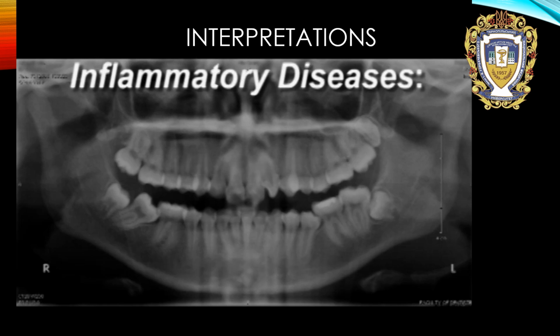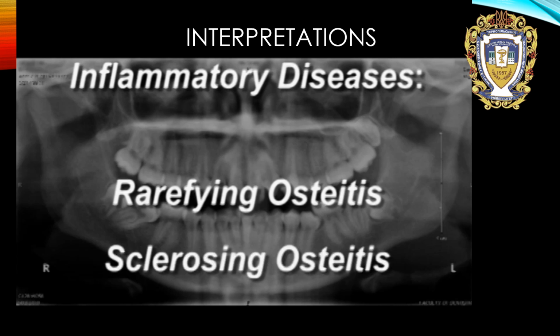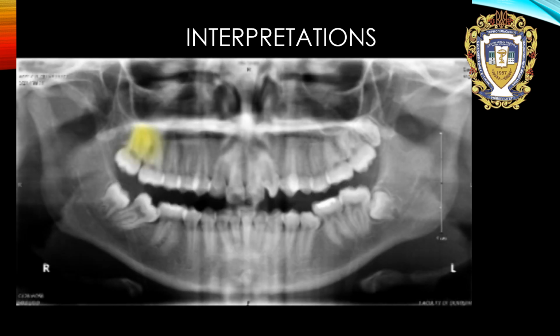Next, look for signs of inflammatory diseases, such as rarefying osteitis and sclerosing osteitis. Examine the periodontal ligament spaces and lamina dura for anything affecting their continuity.